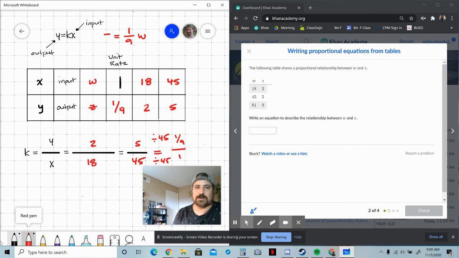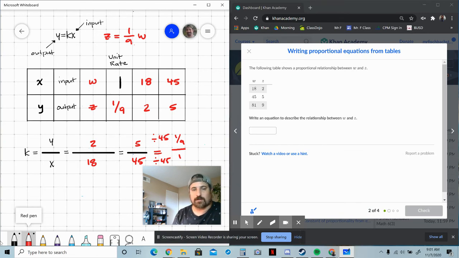All right. So this is one way to write the equation. That every Z is equal to 1/9 of the W. So you take the W, times it by 1/9 to get the Z. So this would work as an equation. Put that in, it's going to be the right answer.